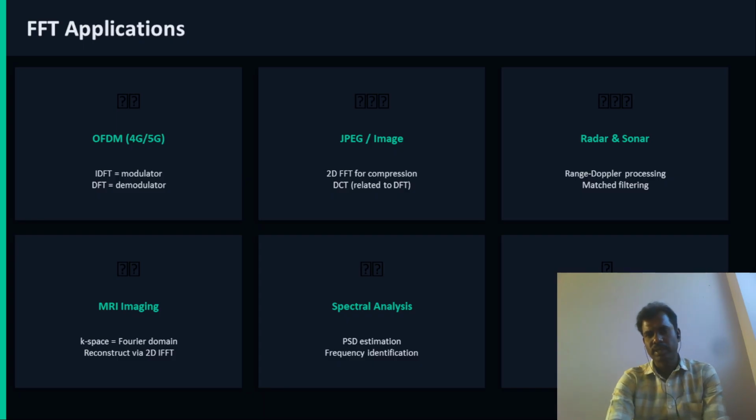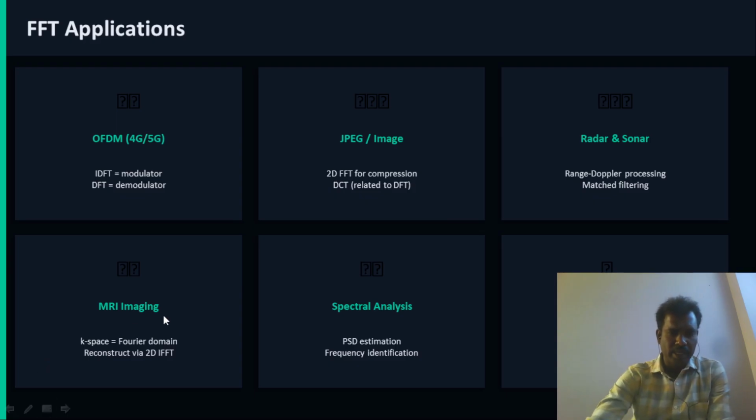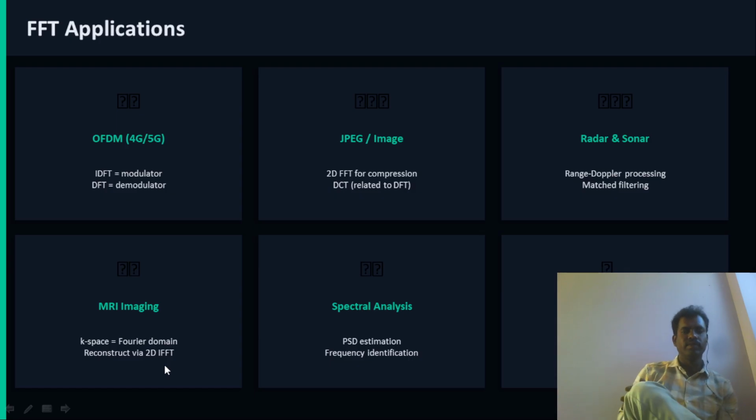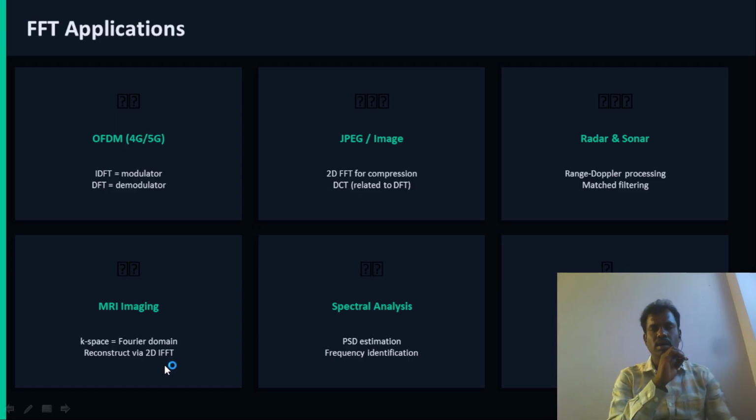In image JPEG and image encoding, and radar and sonar applications where the range and Doppler have to be calculated and filters need to be applied, we need to process those signals by applying this spectrum analysis. And MRI imaging also requires the FFT algorithm. But it is a 2D image, so in images it is 2D FFT. We have to apply it for rows as well as columns.